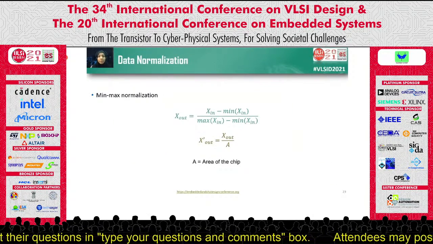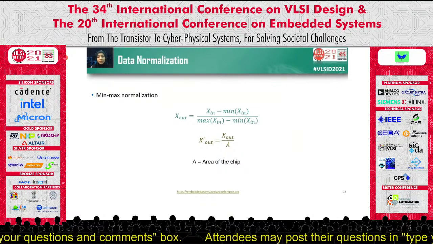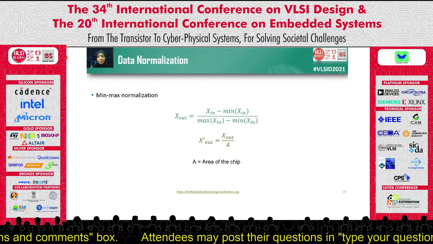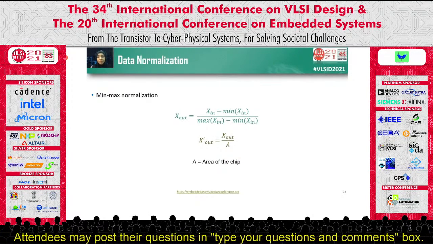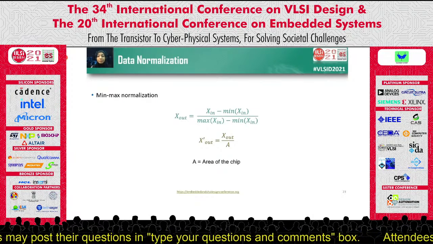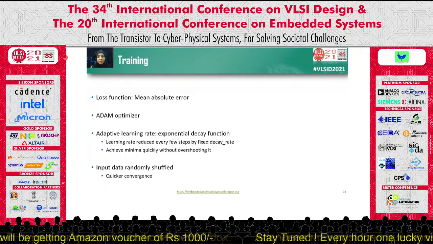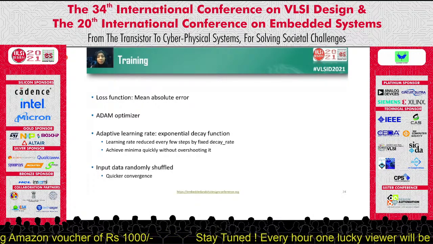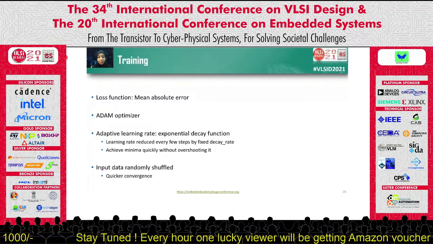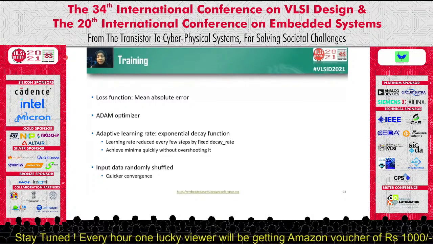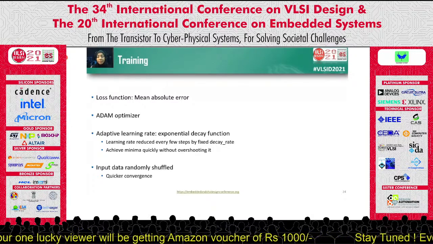Now, to normalize our data, we use the min-max normalization, and we normalize using the area of the chip, since we want our training to generalize to a large number of floor plans, each of which may have a different area. For training, we use the mean absolute error as the loss function and the Adam optimizer, and we use an adaptive learning rate for achieving the minima without overshooting it. And we randomly shuffle the input order.